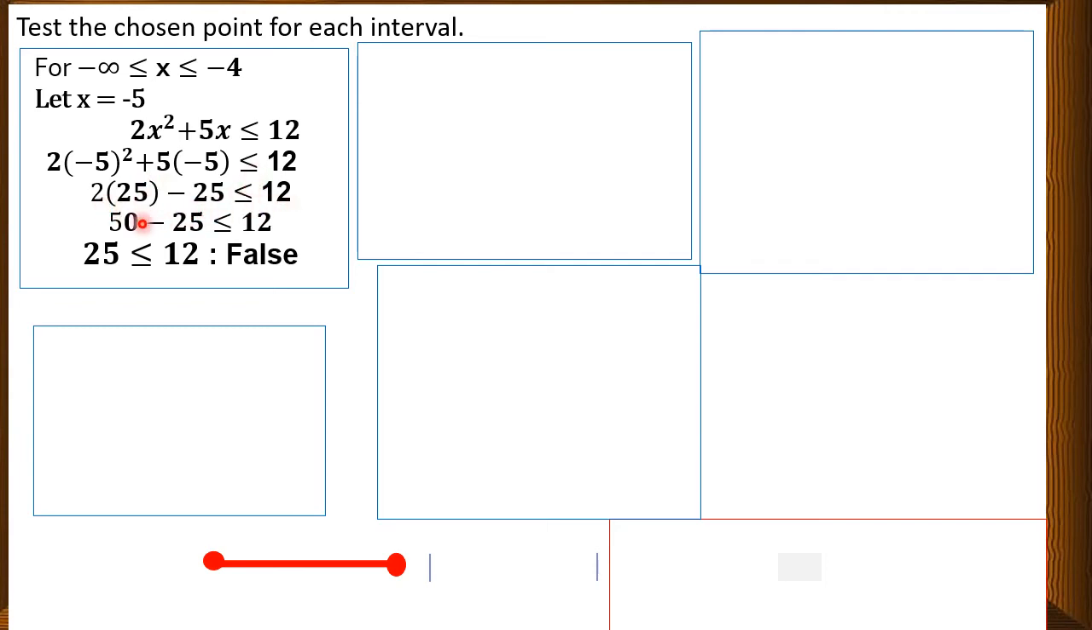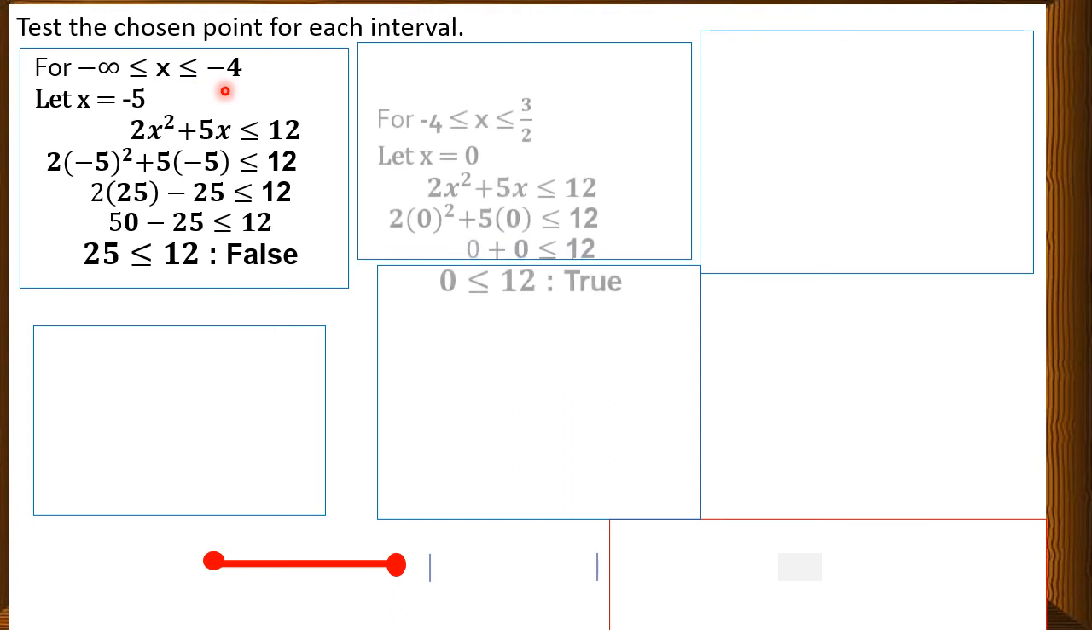2 times 25 is 50. Bring down negative 25. Less than or equal to 12. 50 minus 25 is 25. Less than or equal to 12. This is false inequality. Therefore, this interval here is not part of the solution.